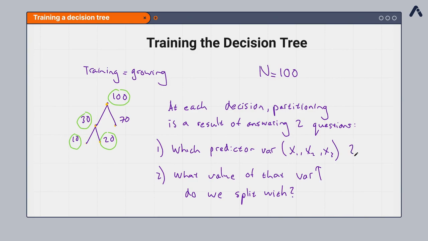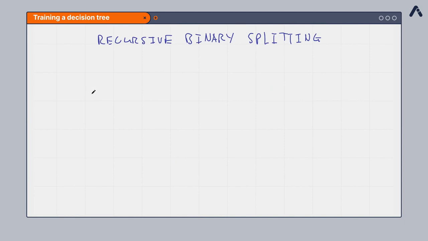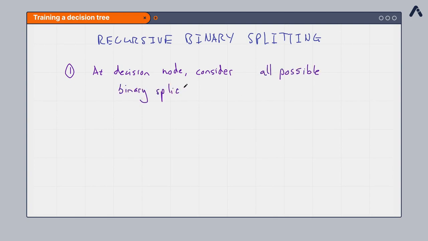So these are both questions, and fortunately they have an answer. The answer is a technique known as recursive binary splitting. It consists of three primary macro steps that we can look at individually. The first step is to say, at the decision node in question, it is the duty of the algorithm to consider all possible binary splits. What does that mean? Well, binary means two. So the binary splits that are being considered are all of those that split the 100 rows in our data set into two smaller subsets of those 100 rows.